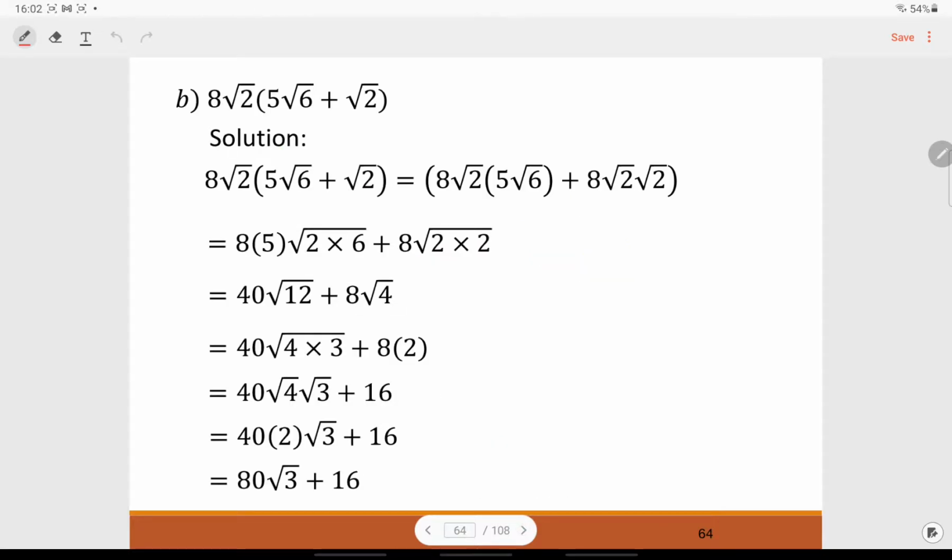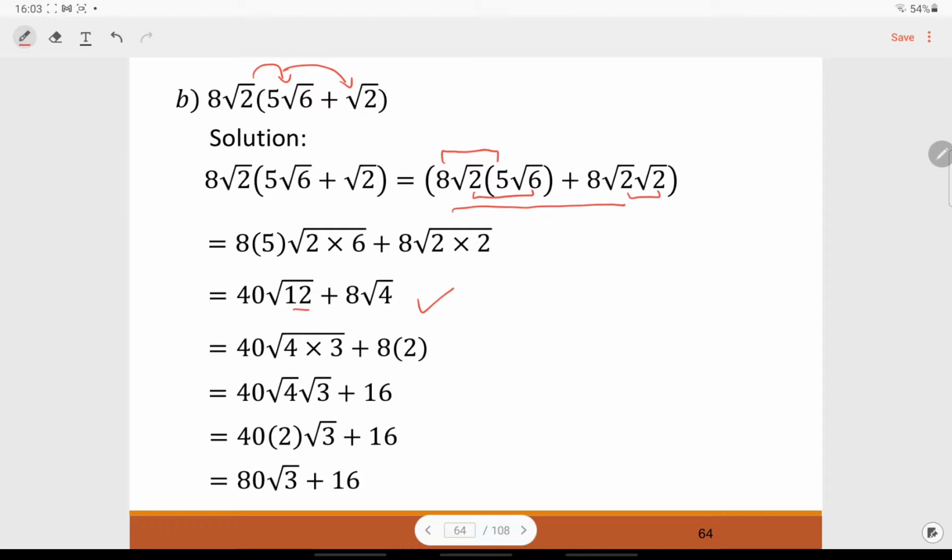Alright, now we have 8 surd 2 multiplied in parentheses 5 surd 6 plus surd 2. Alright, so using the rules, we can expand, we can multiply 8 surd 2 inside the parentheses to both numbers. Okay, we multiply, then we have this equation. Alright, and then using the rules, we can multiply 8 with 5. We can multiply the radicand as well, 2 times 6 and 2 times 2, so come out with this equation. So we have 40 surd 12 plus 8 surd 4.